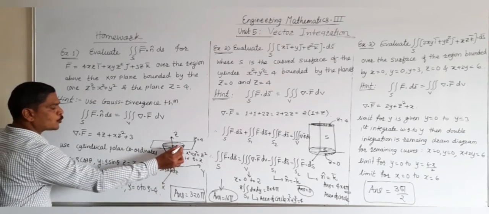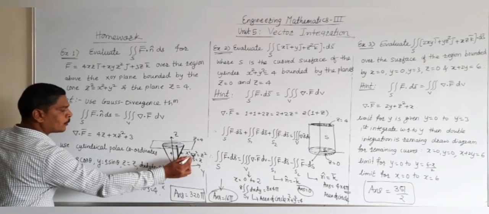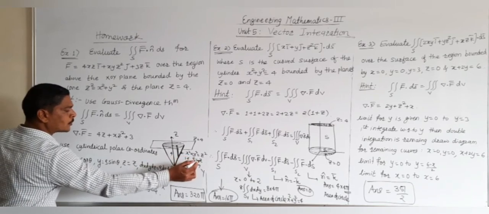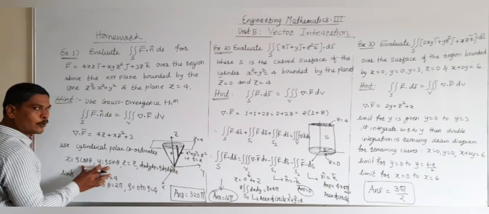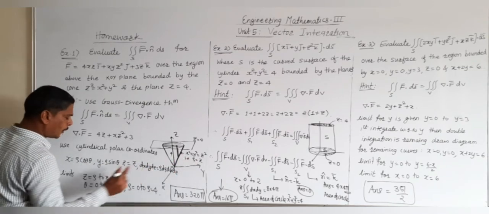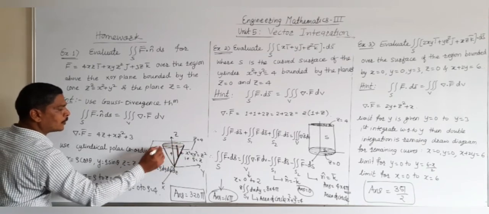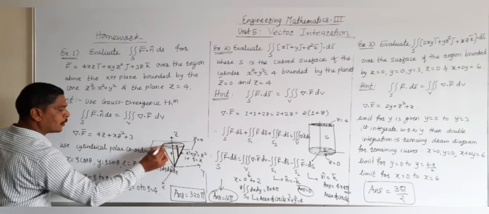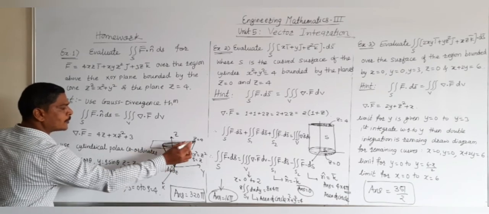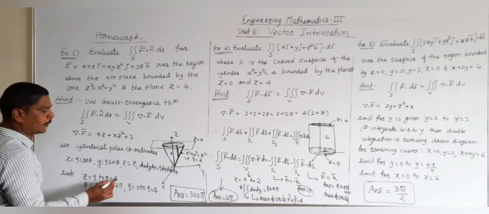So the lower end of the strip is moving on this cone, and the equation of this cone is x square plus y square is equal to z square. That means z is equal to rho, because by using x is equal to rho cos theta and y is equal to rho sin theta, the lower limit for z becomes rho. The upper end of the strip is moving on this circular surface, which is on the plane z is equal to 4. That means z is equal to 4 is the upper limit.